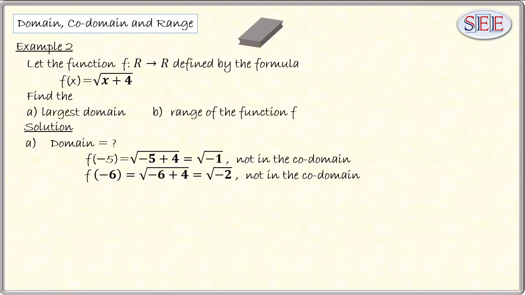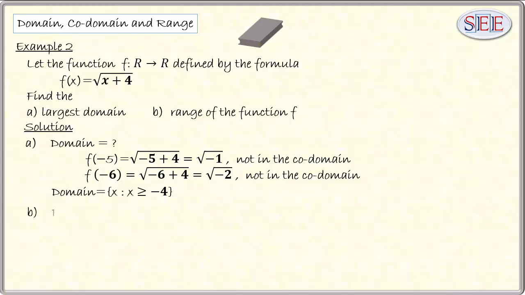I now have an idea about my domain. All those values, minus 5, minus 6, minus 7, will not have an image in the codomain. Exclude those values of x that give a negative square root. So my domain would now be the set of x such that x is any number greater than or equal to minus 4. This would now be the largest domain I can have for this function.